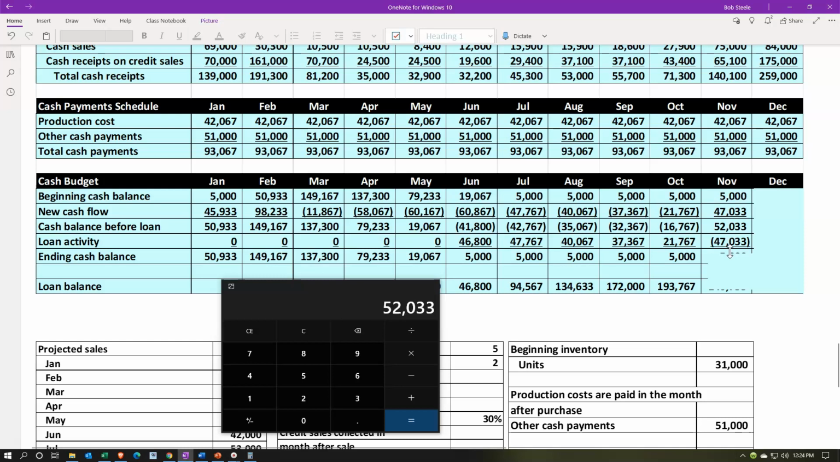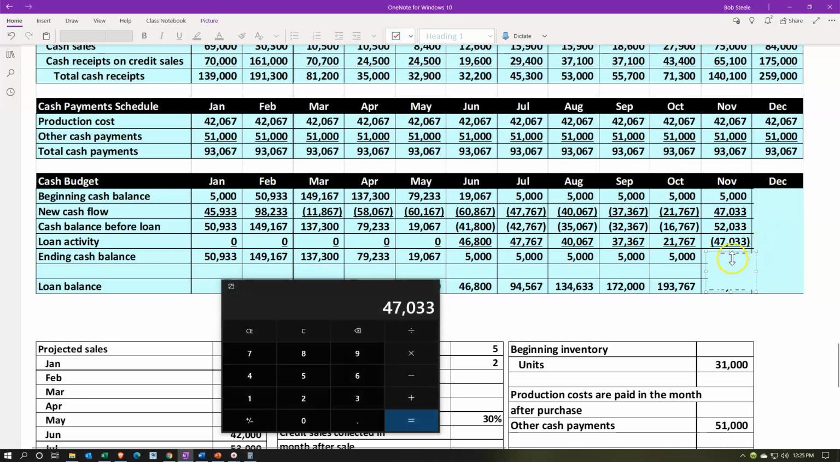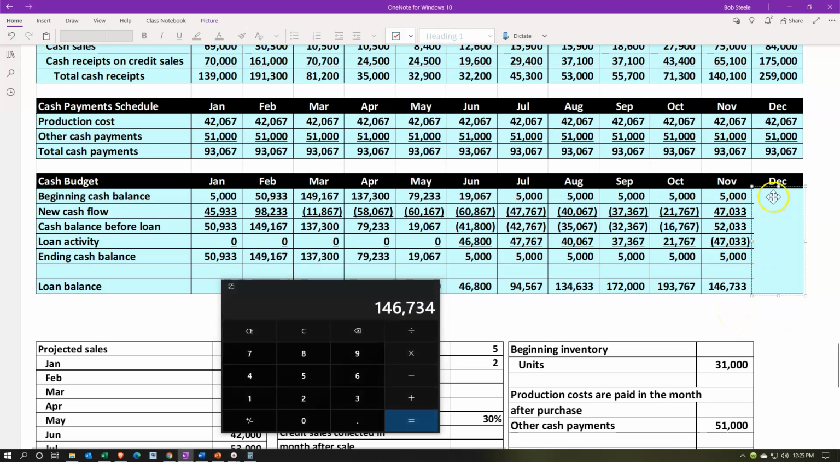And so now we can start to pay back some of our loan. So I'm going to pay back as much of the loan as I can to get us back to that $5,000 balance. So I'm going to say minus 5,000. So I can pay back 47,033, and that'll give us that $5,000 balance. And our loan then goes down. We were at 193,767 minus the 47,033. That brings the loan down to 146,733.